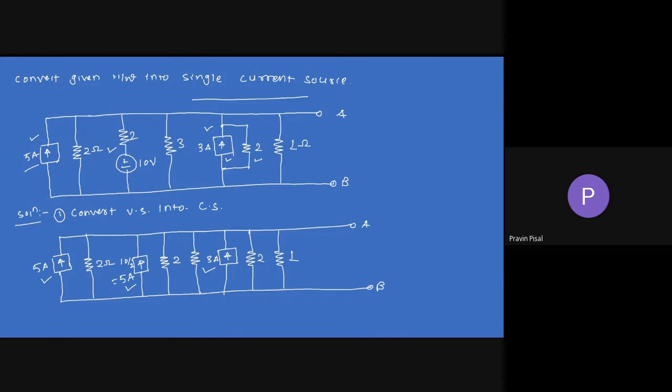Okay, so I am drawing the next network on the next slide. Okay, so step number 2, combine all the current sources.